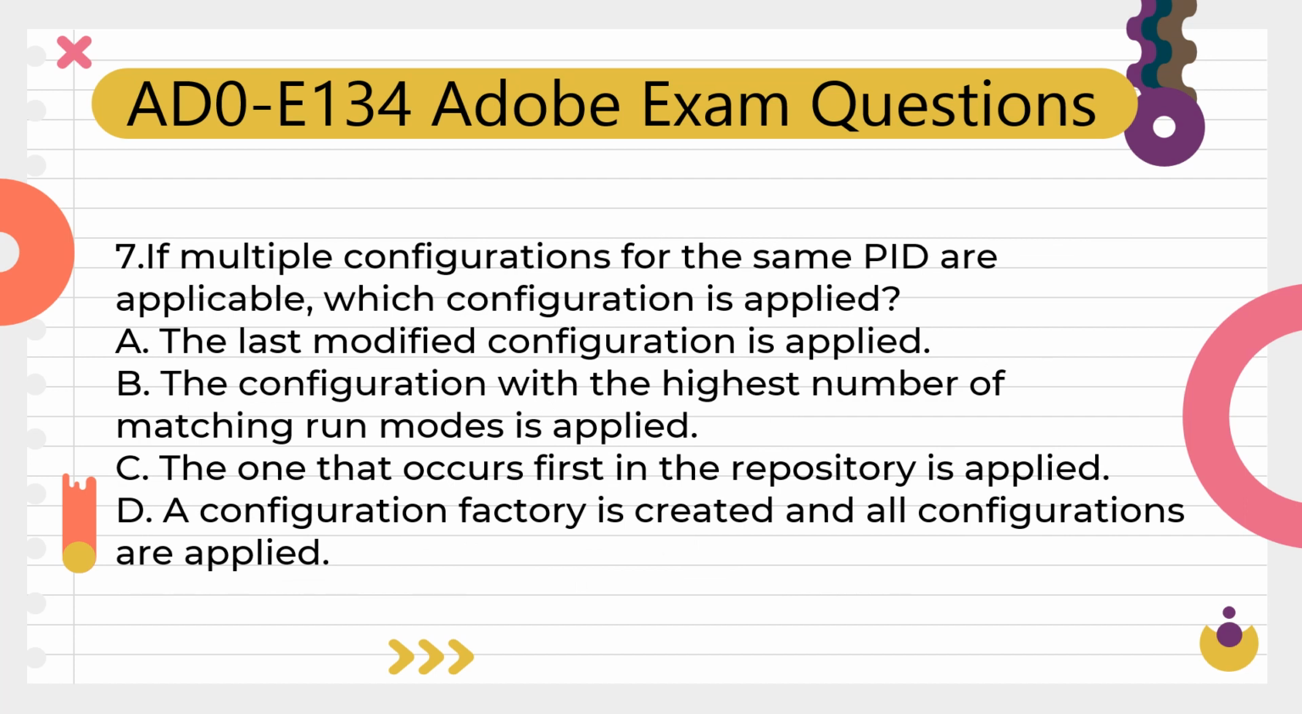7. If multiple configurations for the same PID are applicable, which configuration is applied? A. The last modified configuration is applied. B. The configuration with the highest number of matching run modes is applied. C. The one that occurs first in the repository is applied. D. A configuration factory is created and all configurations are applied.